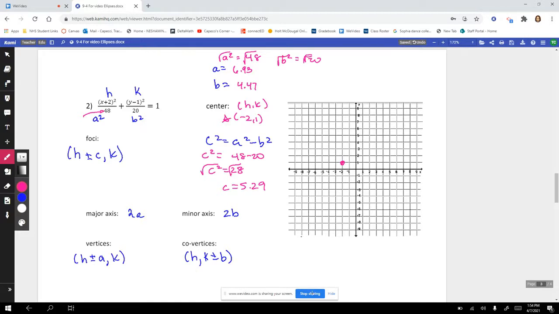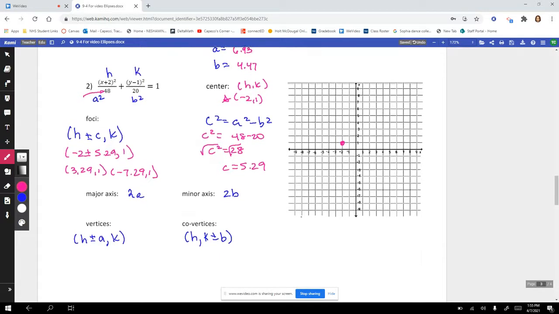Now I'll do my foci. Follow what I have here. So my h value is -2, plus or minus c, which is 5.29, and my k value is 1. So what I end up with when I do that is 3.291, and -7.291. We'll go back and check that. That should be inside our ellipse once we're done.